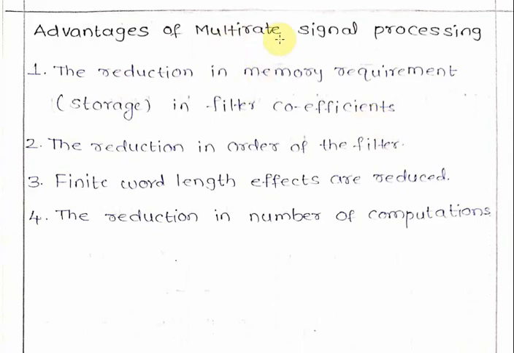Advantages of multi-rate signal processing. Multi-rate signal processing can reduce the storage of filter coefficients, so it minimizes the memory requirement and it will reduce the order of the filter. Finite word length effects are reduced by using multi-rate signal processing. If the number of samples is reduced, memory locations are reduced, and automatically the number of computations also reduces.